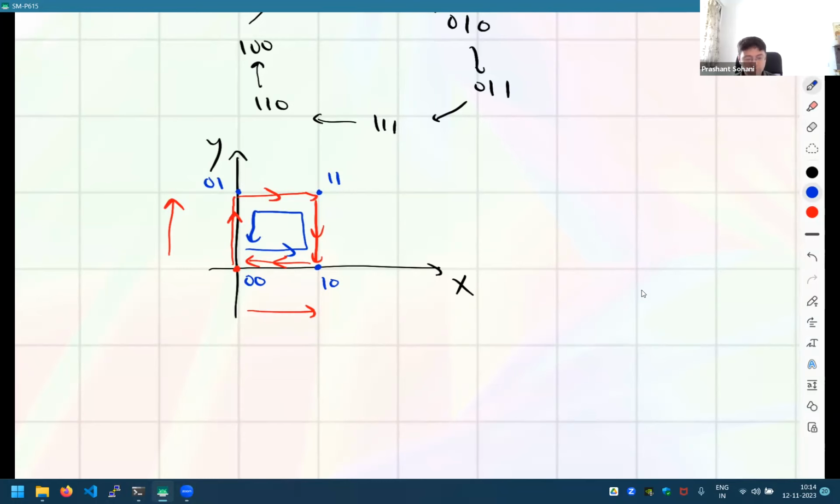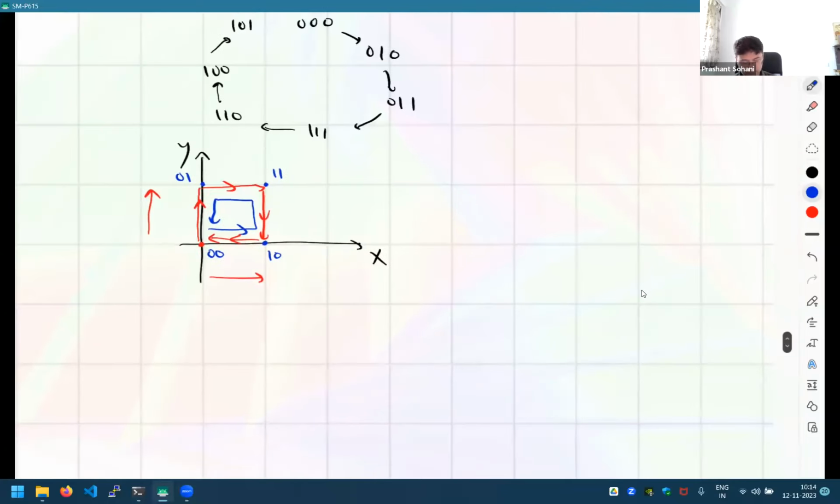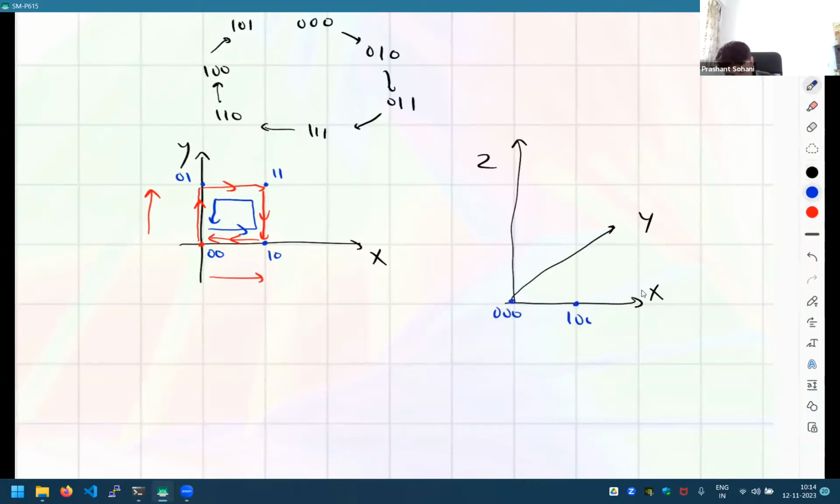So can you think of how to generalize this for the 3-bit question now? What will the diagram you draw? Sir, like a cube? Yeah, cube, right? So we'll take a 3-dimensional system, x, y, and z axis. And here again, the origin will be 000. This will be 100.